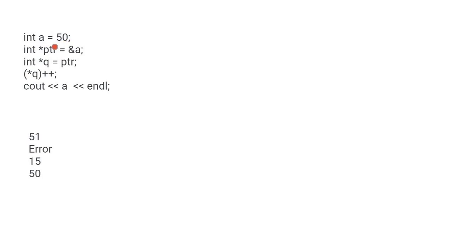Alright. Moving on to the next question. Int A equals 50. We are supposed to tell the output for this code. So what is the correct output? ptr is a pointer pointing to A. Q is also a pointer which is equal to P. Let us draw and try to understand. See, this is A. The value stored in it is 50. Alright, we have a pointer ptr. It has the address of A.